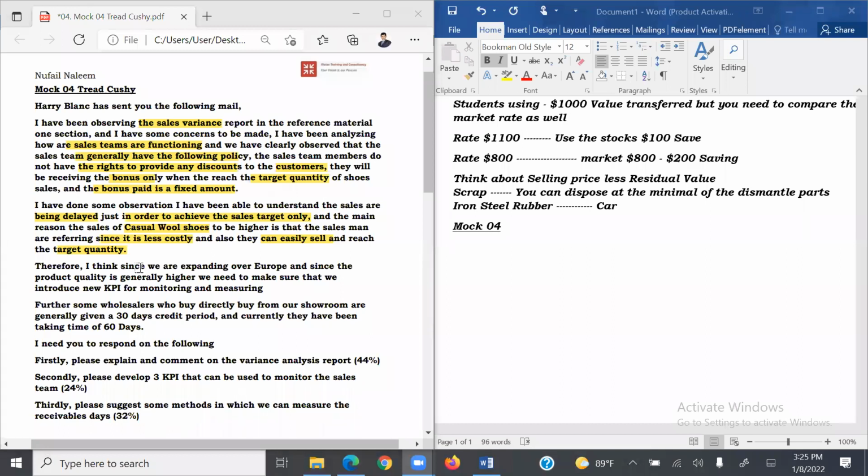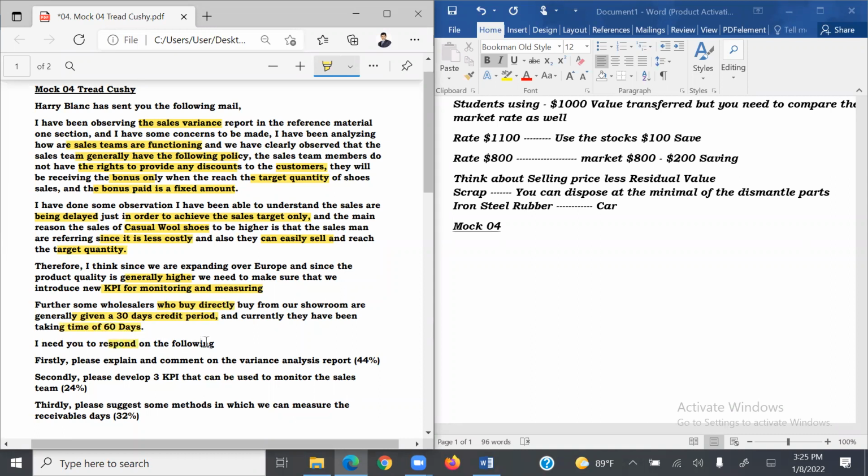Therefore, I think since we are expanding over Europe and since the product quality is generally higher, we need to make sure that we introduce new KPIs for monitoring and measuring. So there need to be key performance indicators for the consumers. Further, some wholesalers who directly buy from our showrooms are generally given a 30 days credit period, and currently they have been taking 60 days.